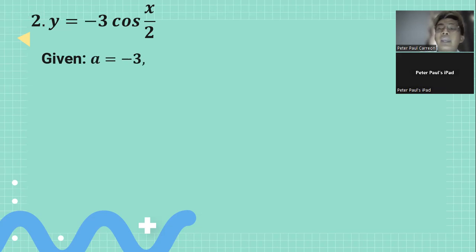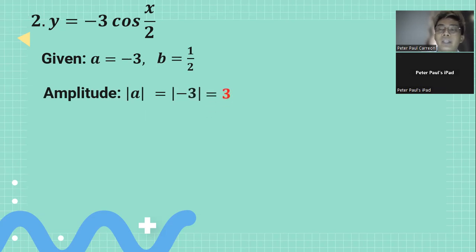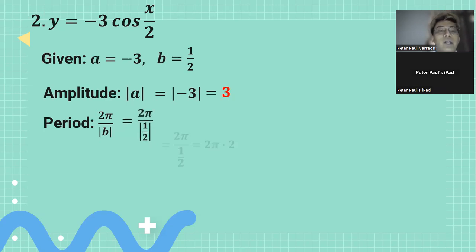So dito naman, A is -3 and our B is 1/2. Amplitude is the absolute value ng A, so that is the absolute value of -3. So that will be 3. Period naman, we have 2 pi over the absolute value of B. So we have 2 pi over the absolute value of 1/2.